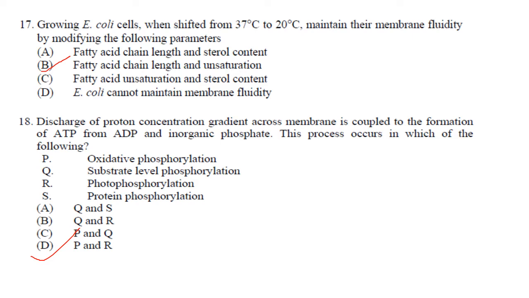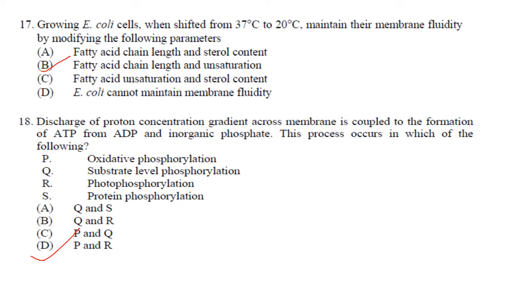Next one. Discharge of a proton concentration gradient across a membrane is coupled to the formation of ATP from ADP and inorganic phosphate. This process occurs in which of the following? They have specifically said that the discharge of the proton gradient across the membrane is coupled to the formation of ATP from ADP. So naturally substrate level phosphorylation can be eliminated, because formation of ATP by phosphoryl group transfer from a substrate such as 1,3-bisphosphoglycerate is referred to as substrate level phosphorylation.